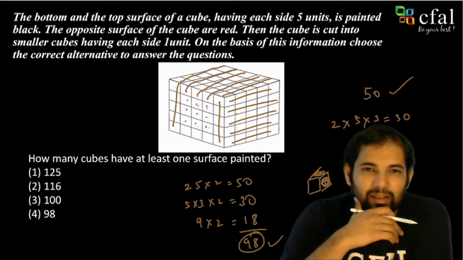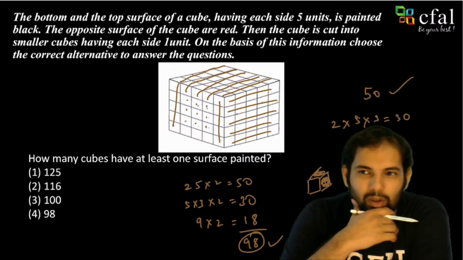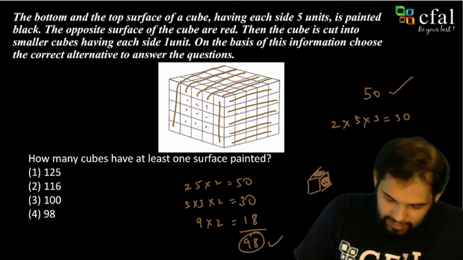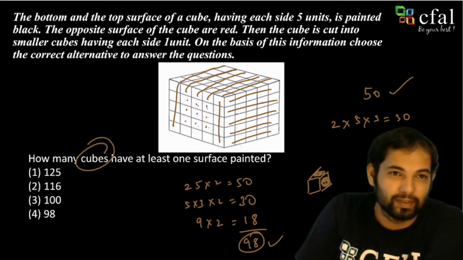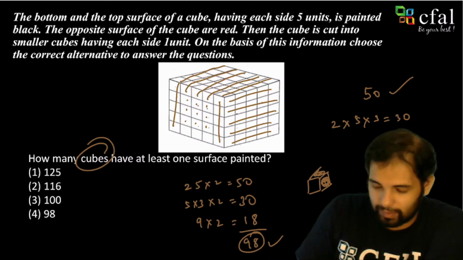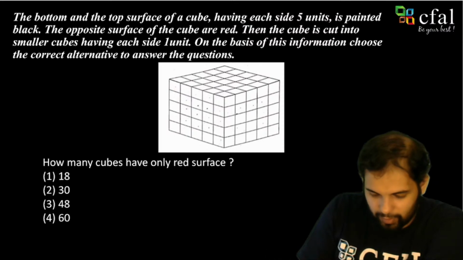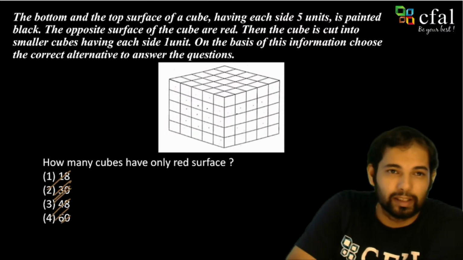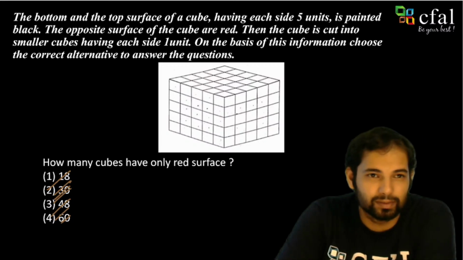I agree there is no option there, but did you people calculate how you got 125 cubes when there were no 125? We are talking about sides. Okay, see, if you are talking about sides, then probably your answer is different. Okay, let's see. How many cubes have only red surface? Forget about the options. Calculate and tell me. How many cubes have only red surface?